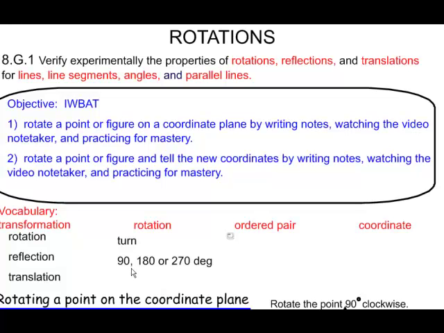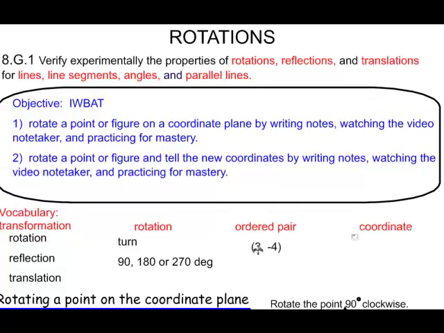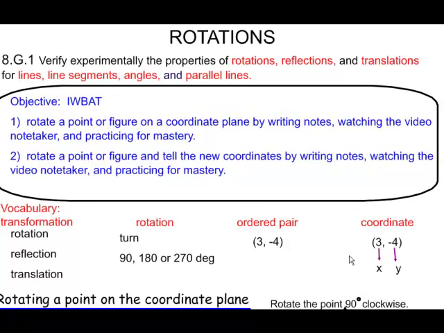So you have 3 degrees of turn: 90 degrees, 180 degrees, and 270 degrees. Those degrees come from a circle, which is 360 complete degrees. We know an ordered pair, okay, has coordinates, in this case 3 and -4. And we know that each coordinate is x and y. Sometimes kids are getting those mixed up. The ordered pair is both coordinates together.